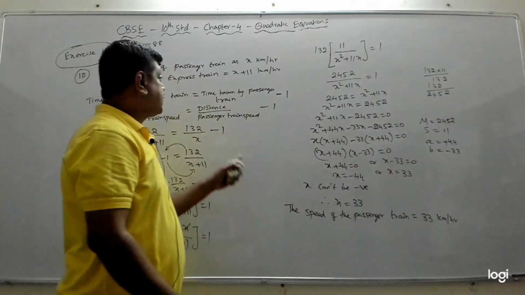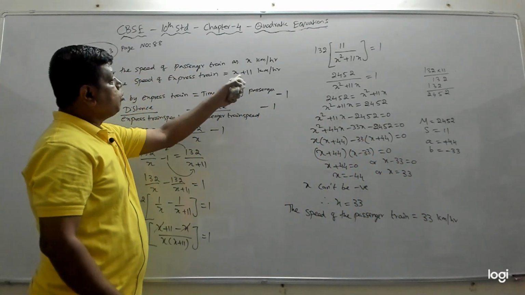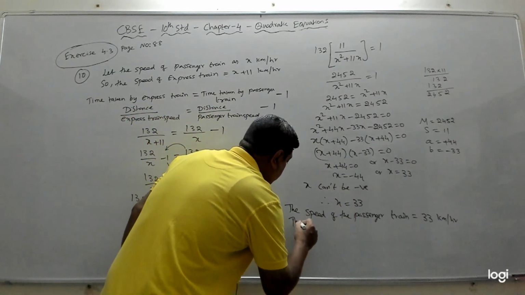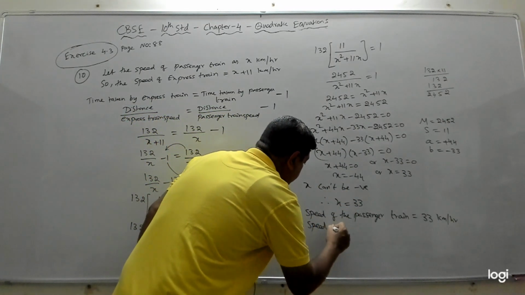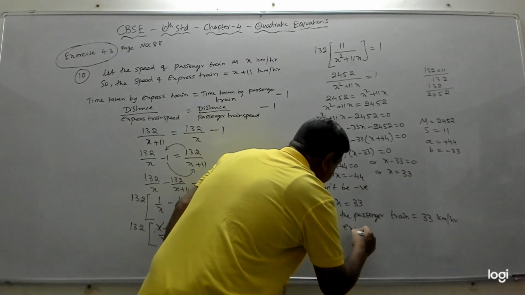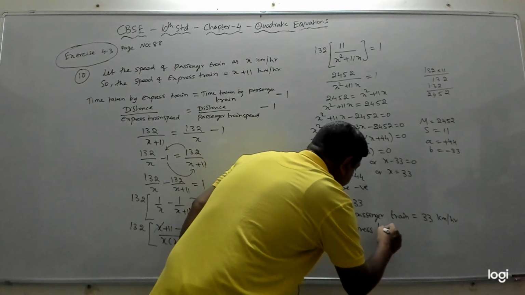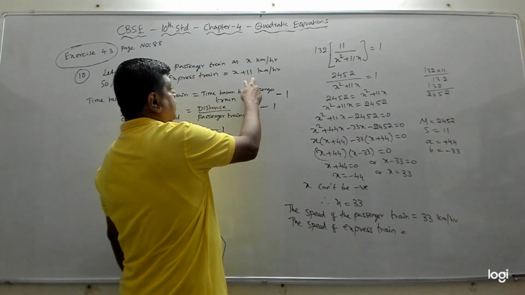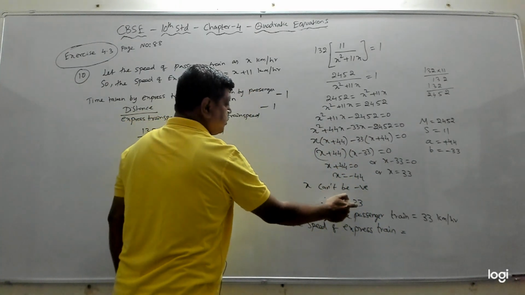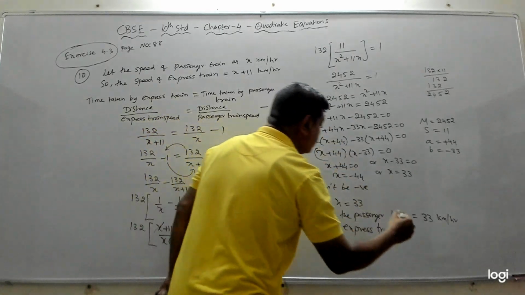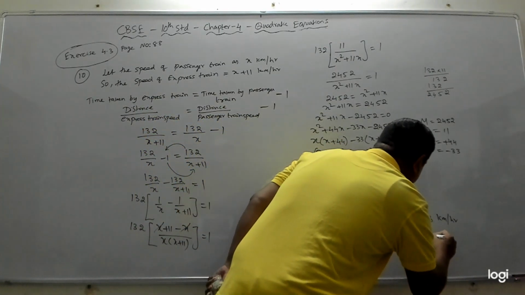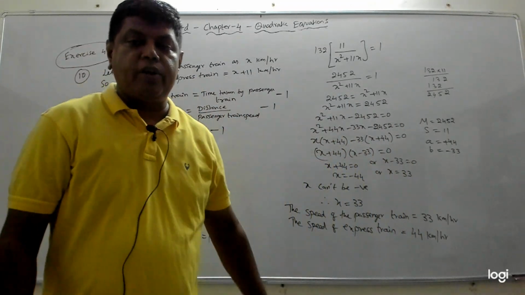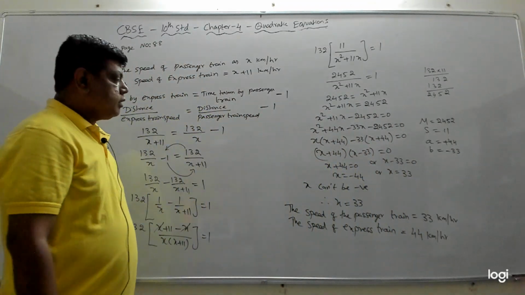And what is the speed of the express train? It is 11 more than your passenger train, which means you should add 11 to 33. So the speed of the express train is equal to x plus 11, and x is 33. So 33 plus 11 is 44 km per hour. So this is the speed of the passenger train and express train.